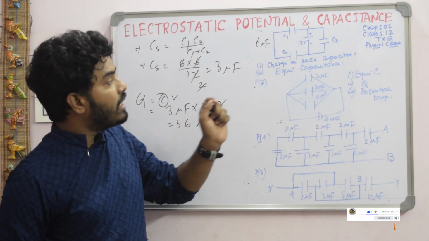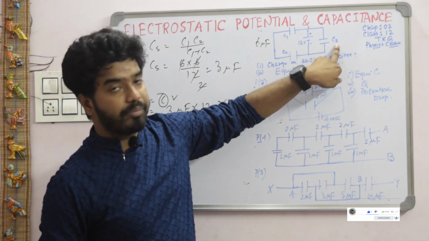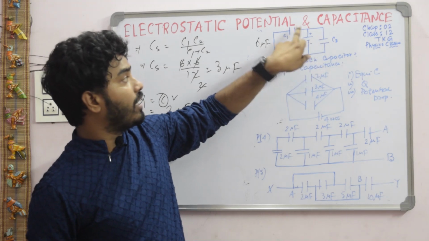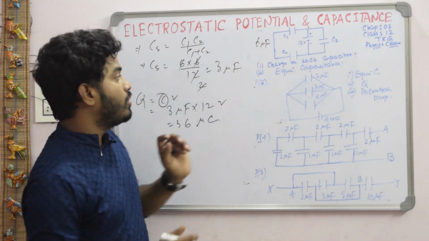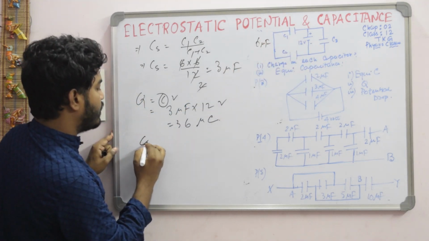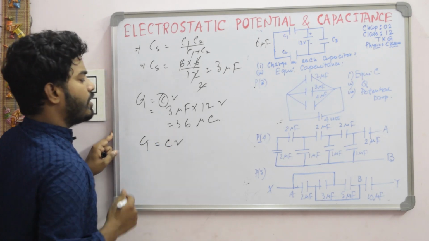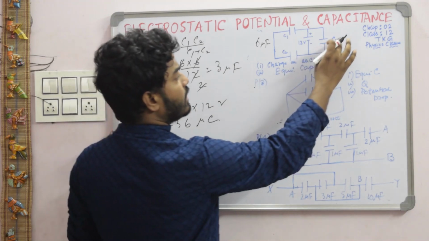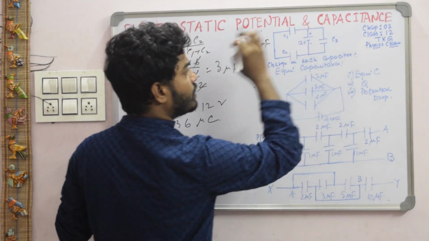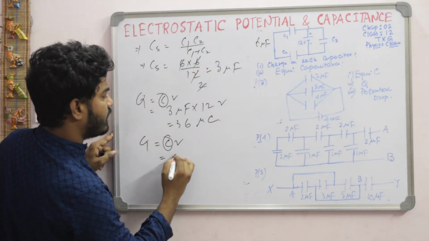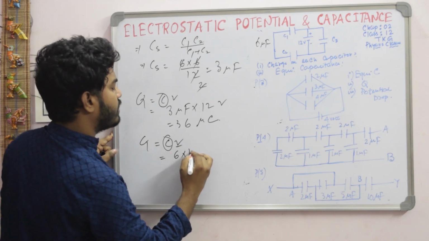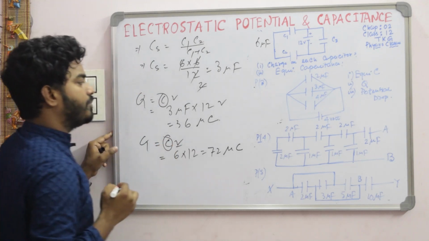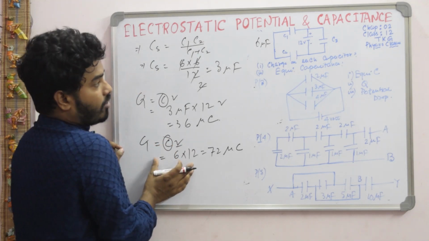Now what will be the charge across C3? C3 is connected in parallel with this combination. So the charge across C3, Q is equal to, same formula, C into V. Here C represents the capacitance of C3, and the C3 capacitance is 6, and the V value that is given is 12, so that is 72 microcoulomb. So this is the charge across C3.